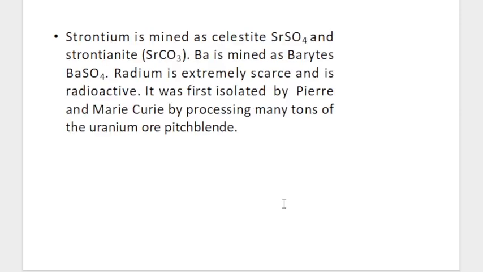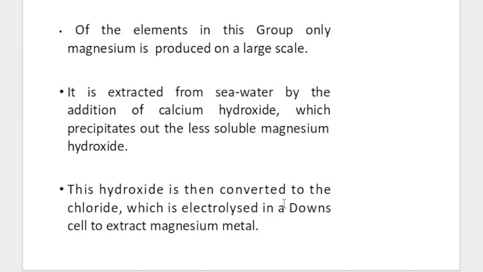Strontium is mined as celestite, which is SrSO4, and strontianite. Barium is mined as barytes. Radium is extremely scarce and is radioactive. It was first isolated by Pierre and Marie Curie by processing many tons of uranium ore pitchblende.